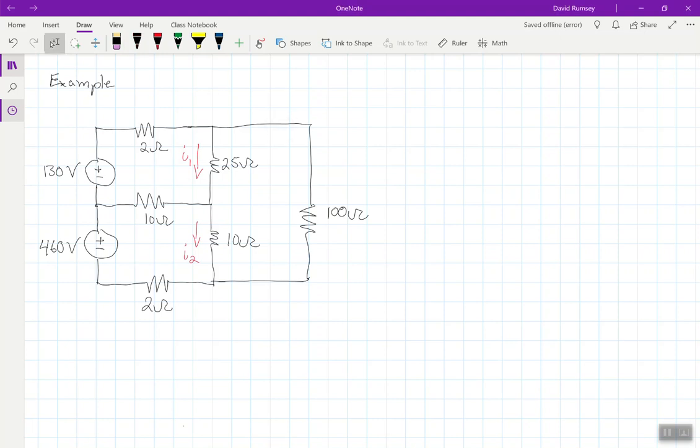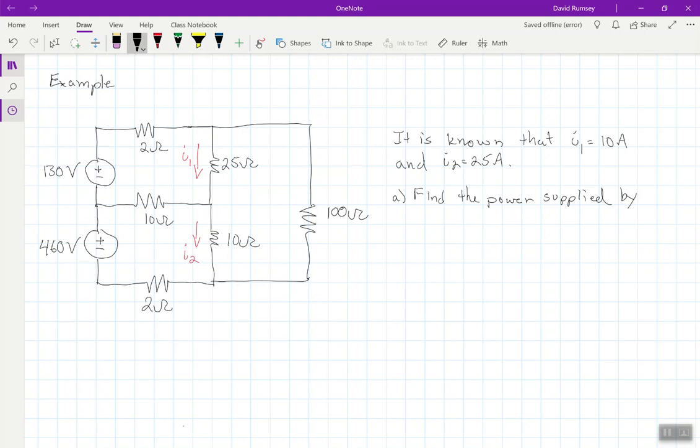Now the problem tells us here that it is known that I1 is equal to 10 amps and I2 is equal to 25 amps. And then we're supposed to do two things here. We're supposed to find the power supplied by each source.